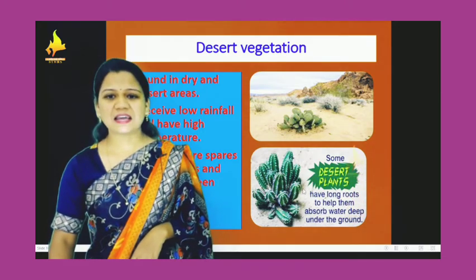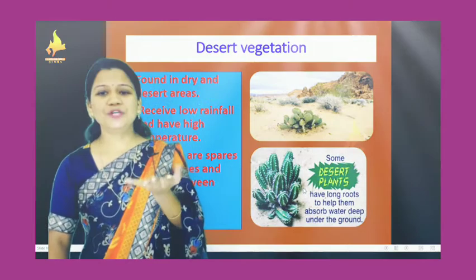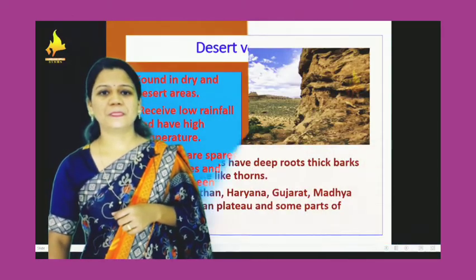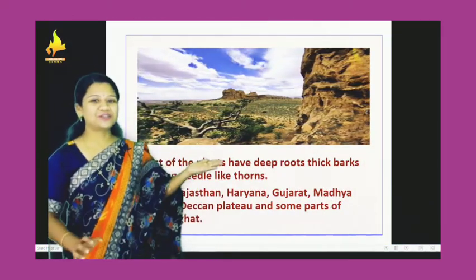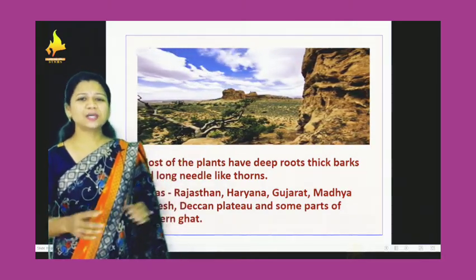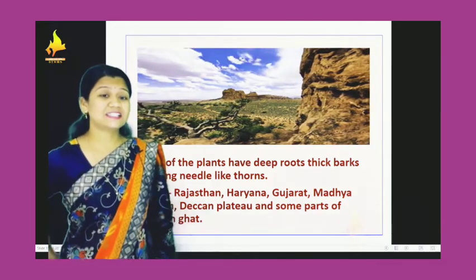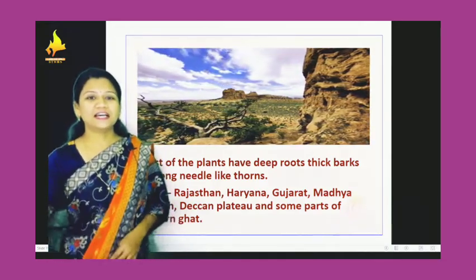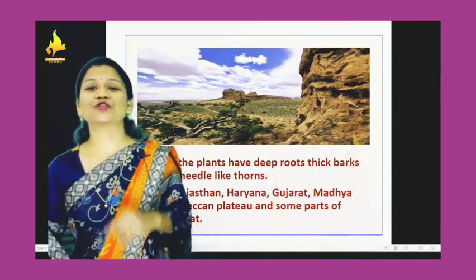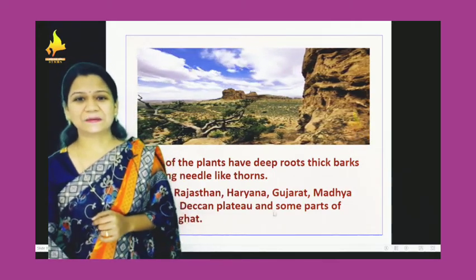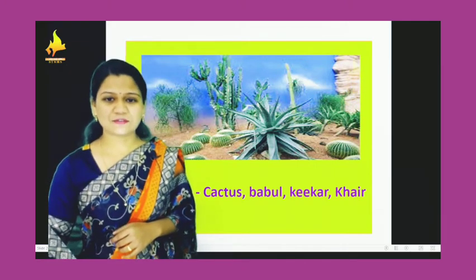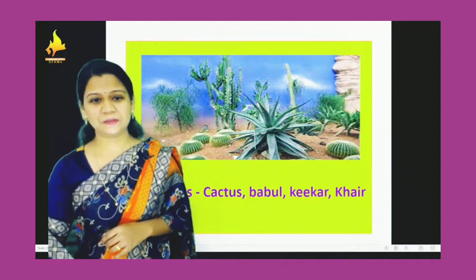Such plants have long roots to help them absorb water from the ground. Most of the plants have deep roots with thick barks and long needle-like thorns. Such forests are found in different states of the country, for example, Rajasthan, Haryana, Gujarat, Madhya Pradesh, Deccan Plateau and some parts of the Western Ghats. The examples of desert vegetation are displayed here on your screen.